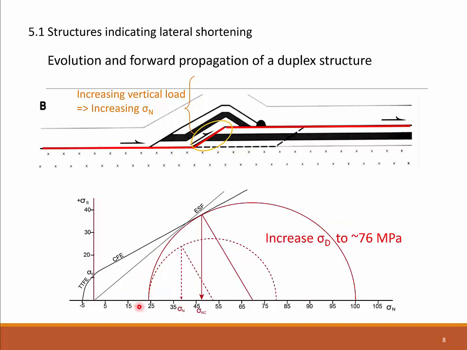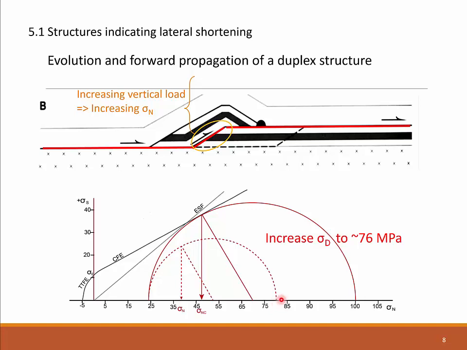Let's see how we can describe that in the Mohr stress diagram. We see here our Mohr circle representing the situation when the ramp structure is stuck. We have a confining stress of perhaps around 23, 24 megapascals. Initially we have a sigma 1 that might range at around 80 megapascals.